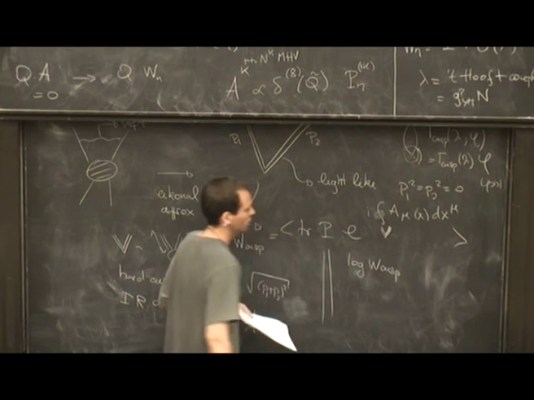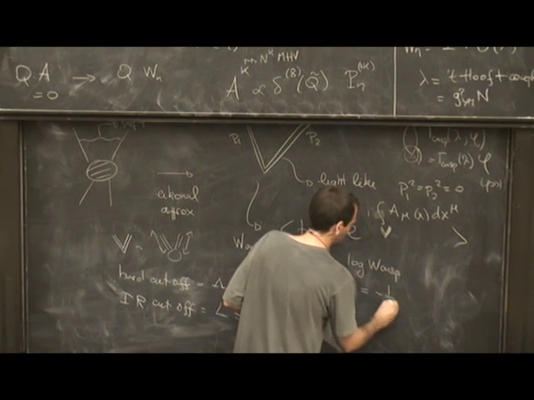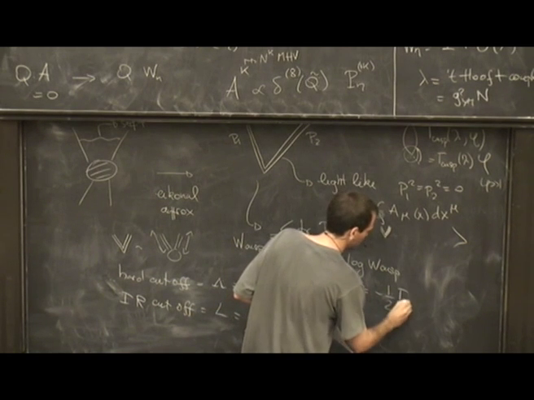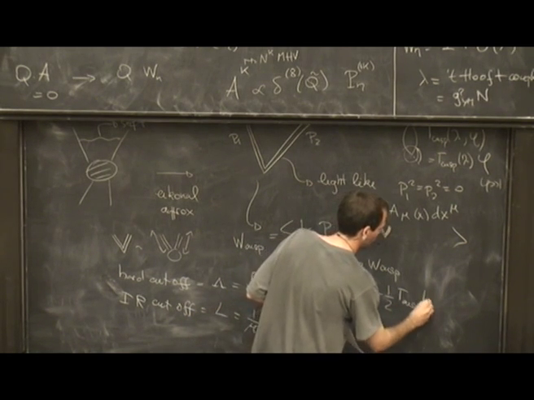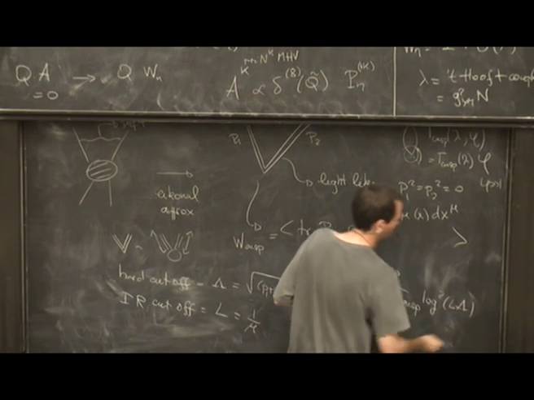Then the claim is that at any value of the coupling, the log of this W cusp will take the form one half gamma cusp times the log squared of L times lambda.